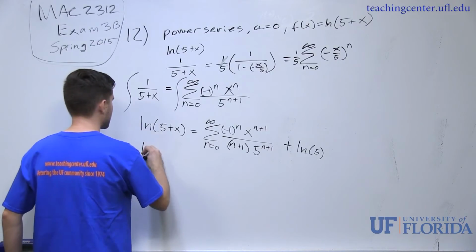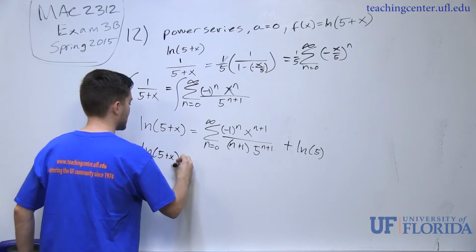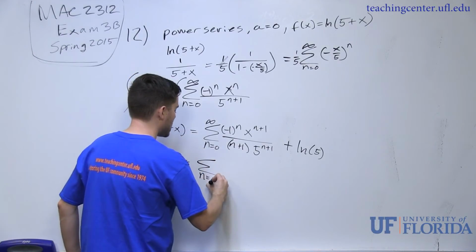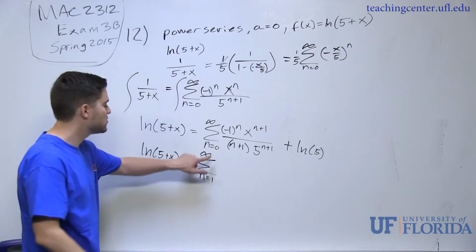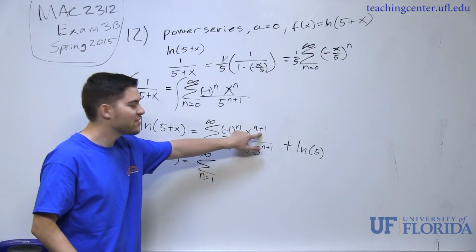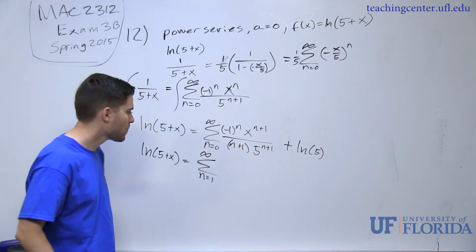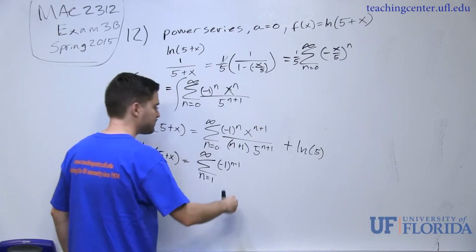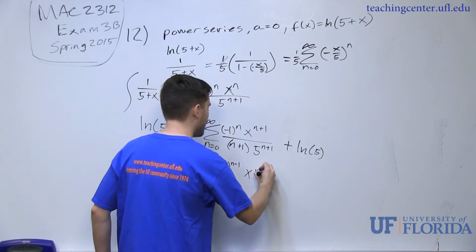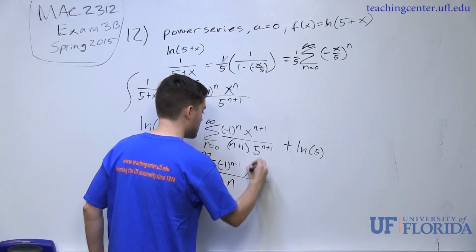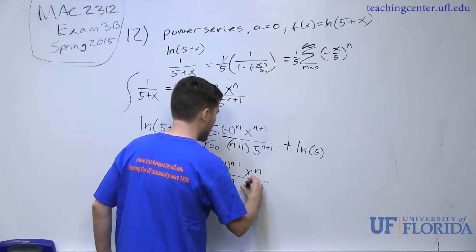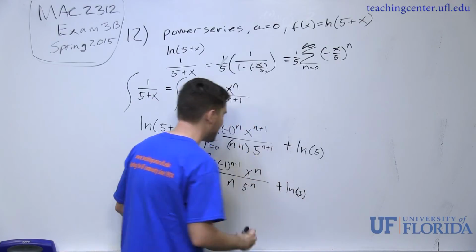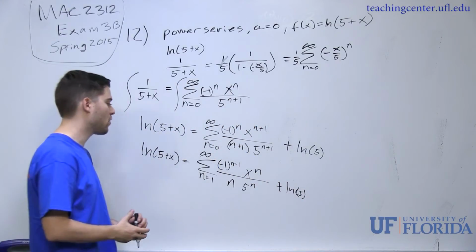So what I'm going to do is say that natural log of 5 plus x is equal to, now I'm going to move this index forward to n equals 1. By moving this number forward, I move everything back 1. So that means this becomes negative 1 to the n minus 1, this becomes x to the n, this becomes n, and this becomes 5 to the n. And of course, this plus natural log of 5 is still out on the side, and that's not a function of n, so we don't change that at all.